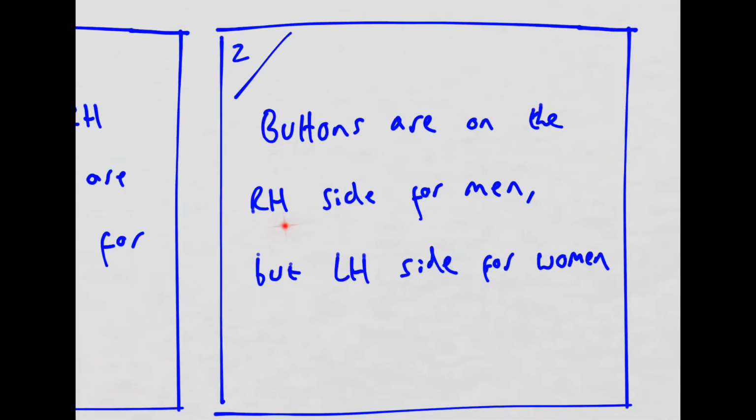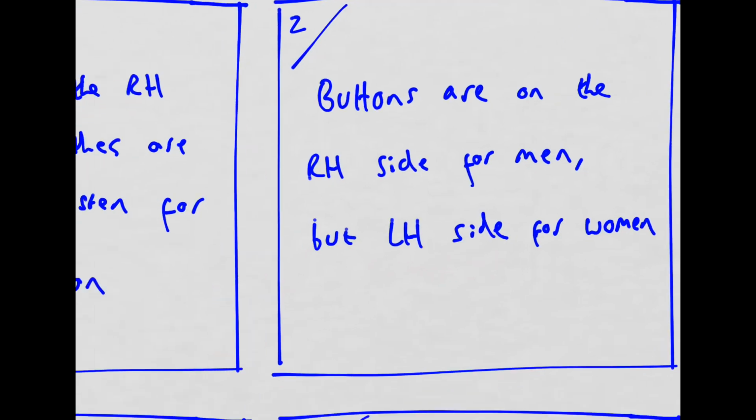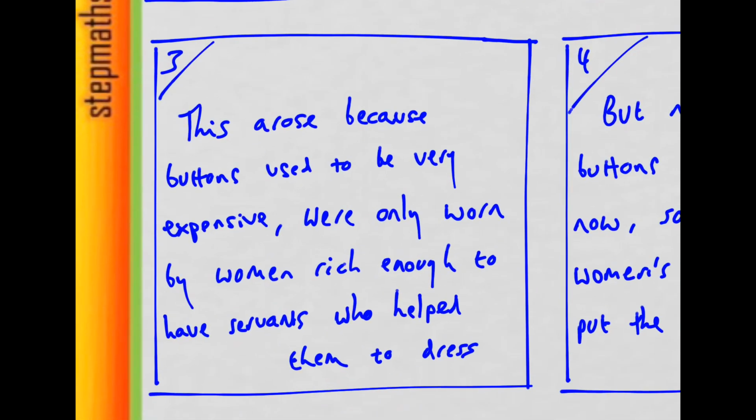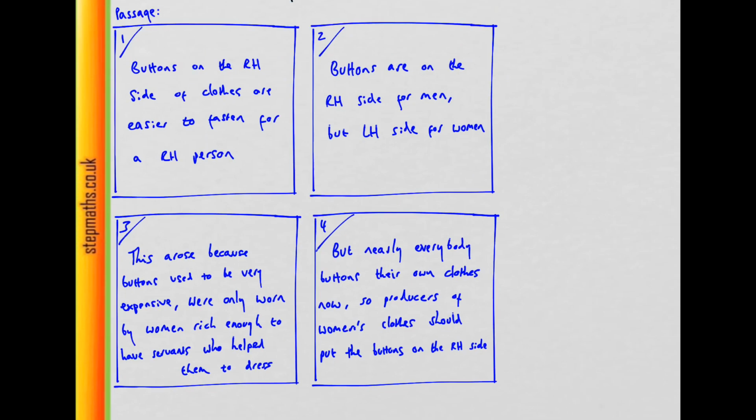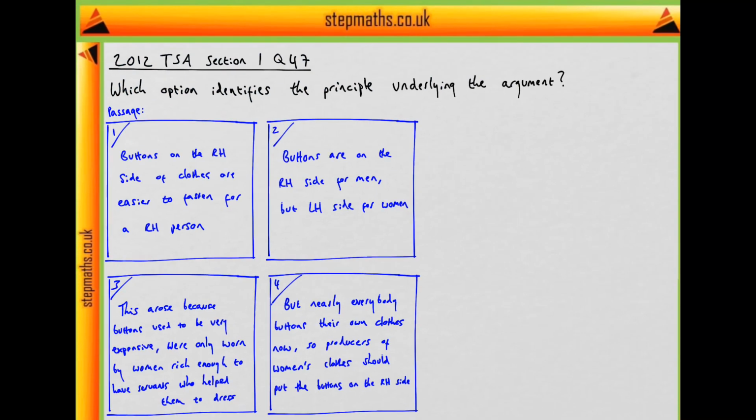Buttons are on the right-hand side for men, says the author, but on the left-hand side for women. And this difference arose, says the author, because buttons used to be very expensive, and they were only worn by women who were rich enough to have servants helping them to dress. However, finishes the author, nearly everyone buttons their own clothes now, and so producers of women's clothes should put the buttons on the right-hand side. So that's the passage we're given.